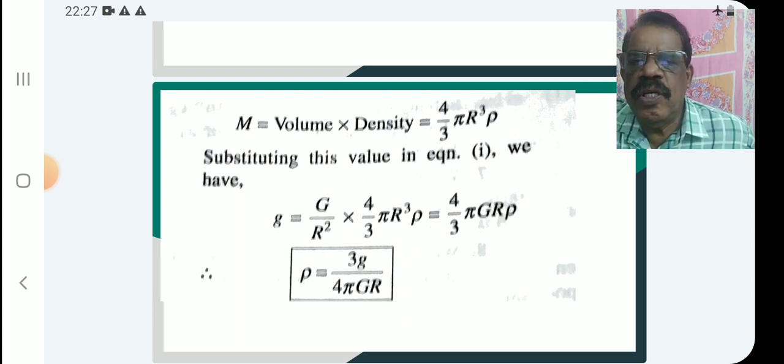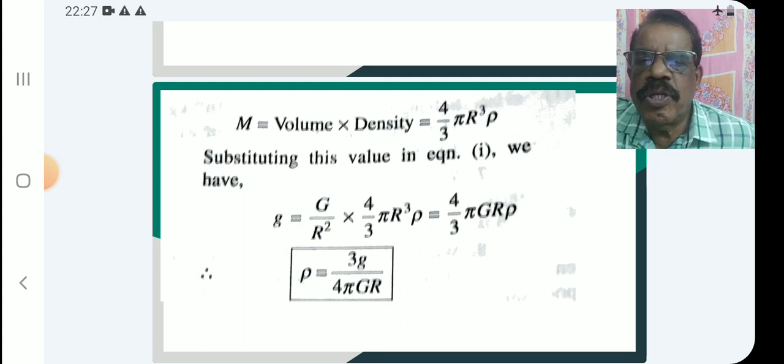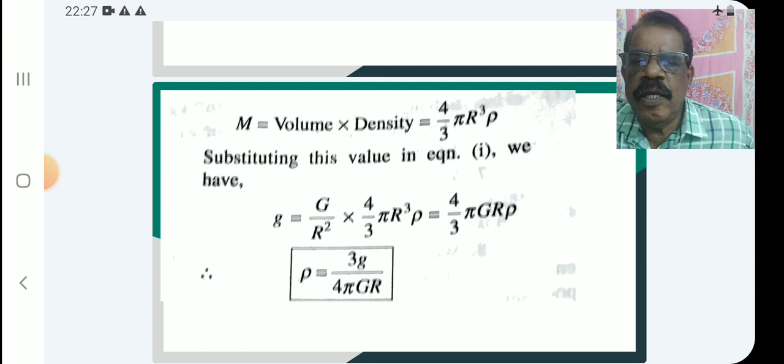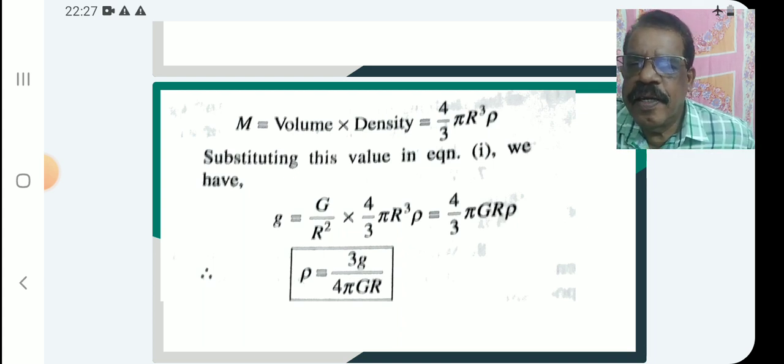Substituting the value in equation 1, the above equation, we have small g is equal to GM by R square into 4/3 pi R cubed into rho. R square will cancel. We get 4/3 pi G R rho. So rho is equal to 3g by 4 pi capital G R. That is the density of earth. Here, capital R is the radius of earth.